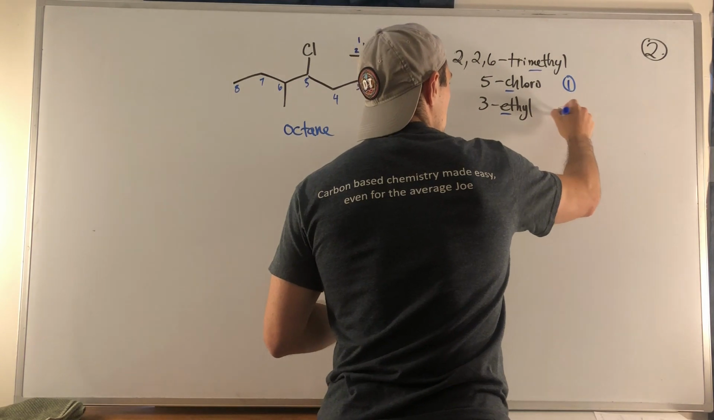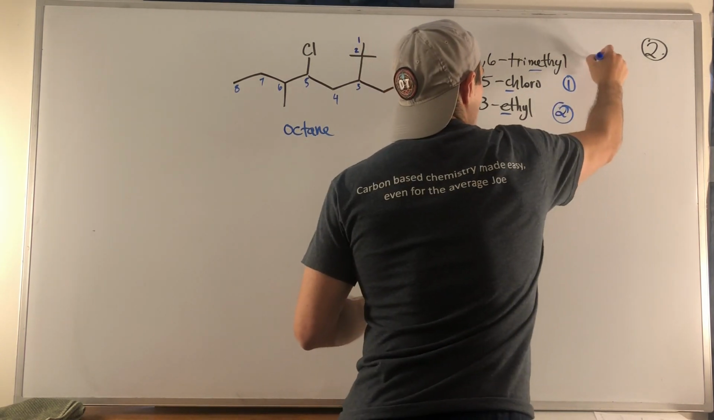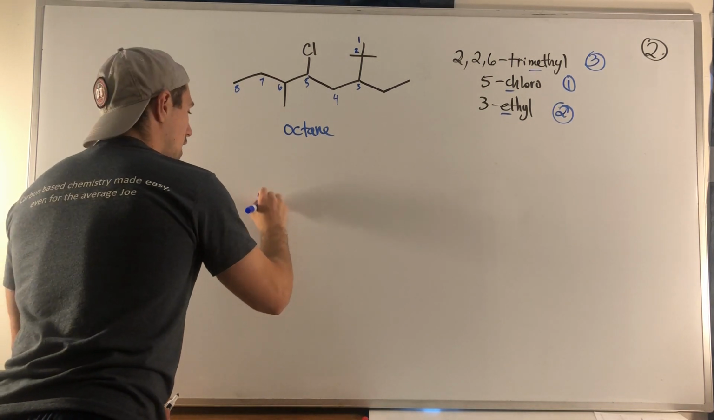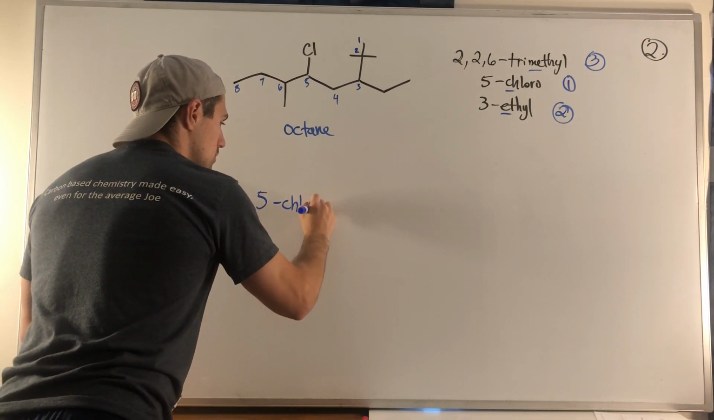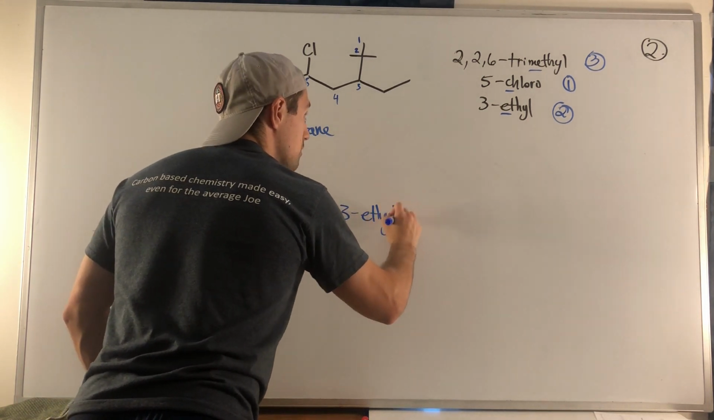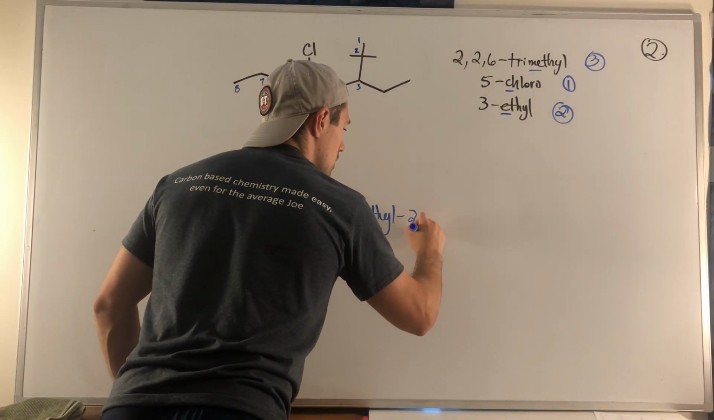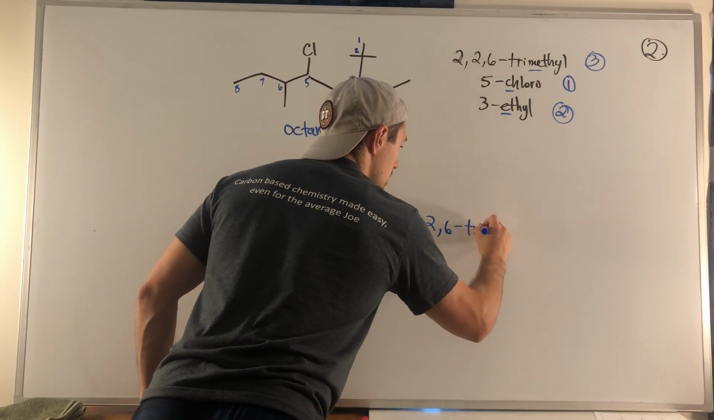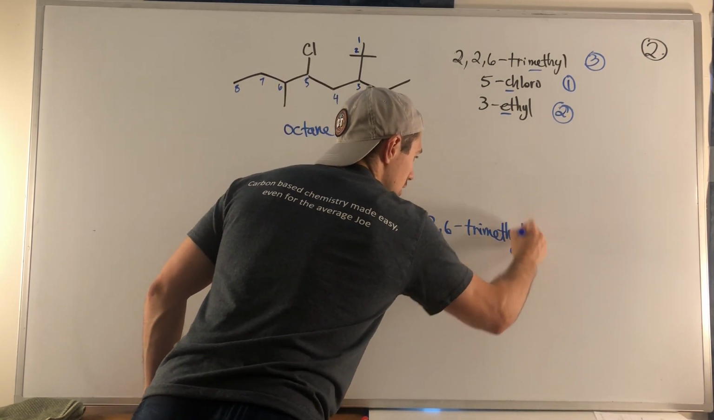So chloro, ethyl, methyl. So the name we're putting together is 5-chloro, 3-ethyl, 2,2,6-trimethyl, run it all together, octane.